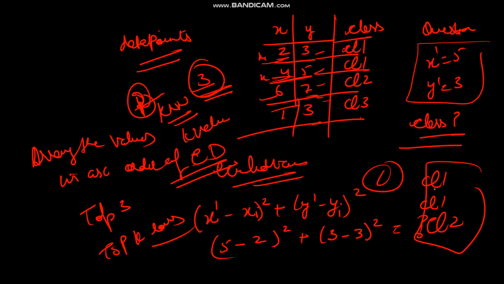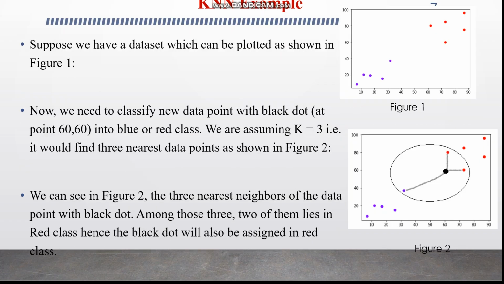So it will go with the majority, which says class 1 is coming 2 times. It means the point which I am asking about will belong to class 1. The output value will lie in class 1 in this case. So this is how the k nearest neighbor algorithm works. We will do a complete example of this also.